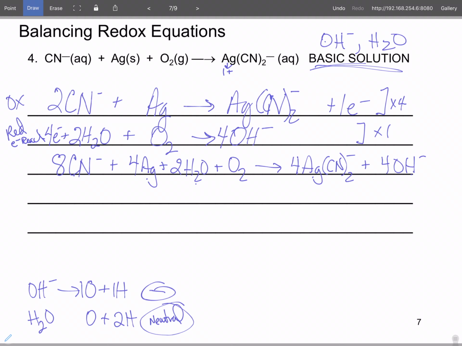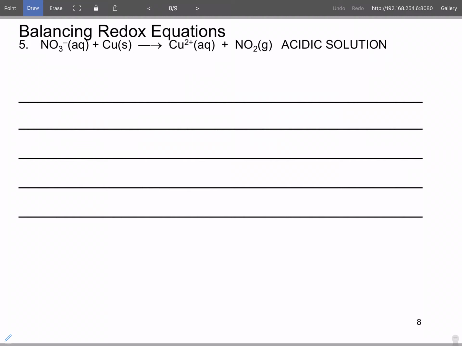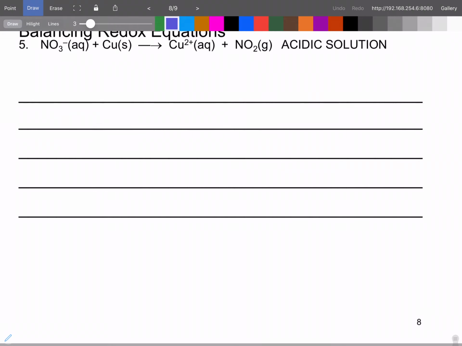So I'm mass balanced. My total charge on the reactant side is 8 minus. My total on the product side is 8 minus, so I am mass plus charge balanced. So this is my resulting equation. Okay, so that really wasn't that bad. So let's do another one. Okay. This is nitrogen, and this we're bouncing back to an acidic solution.